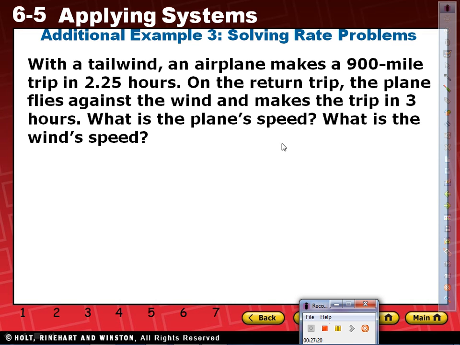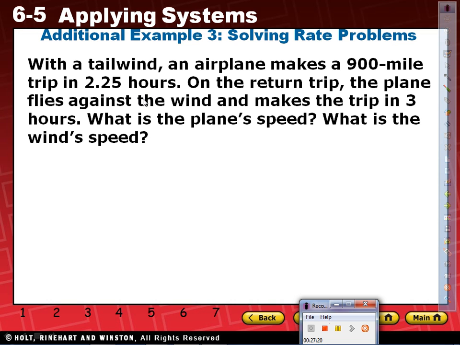So notice on this kind of problem that there's no longer money or items. Here they're talking about, let's see, what is the question? What is the plane speed? They're talking about speed. That's a rate. What else are they talking about? 900 miles. What does that mean? Distance. And hours, that is time.